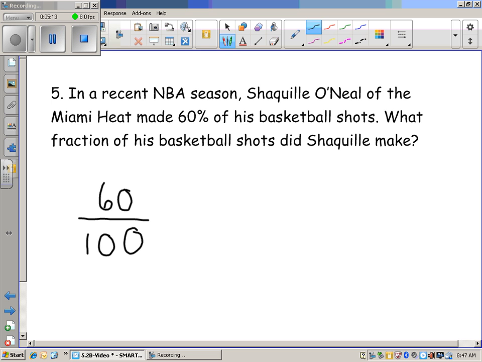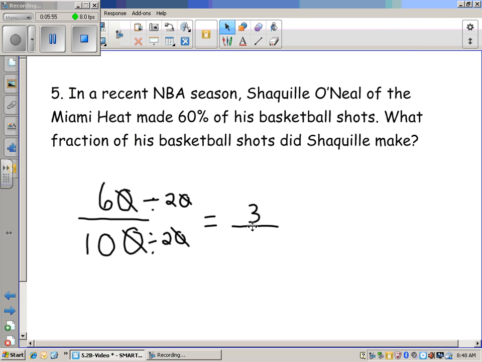Now, as your numbers get a little bit bigger, you may have to divide by smaller numbers until you get all the way into simplest form. But looking at this, I know 10 goes into both, but I also know that 20 goes into both. So I'm going to divide the top and the bottom by 20. 60 divided by 20, or we can cancel our zeros and make it 6 divided by 2, which is 3 on the top. I'm going to cancel my zero, only one zero on the 100 here, and I have 10 divided by 2, which is 5. So Shaquille O'Neal made 3/5 of his shots last season.